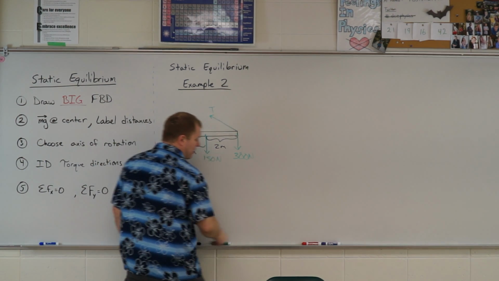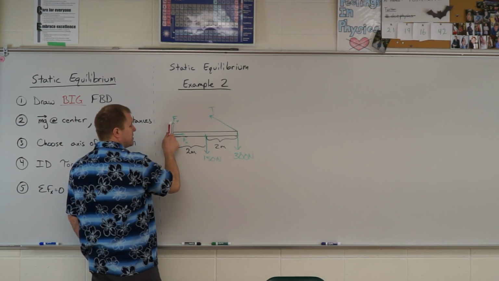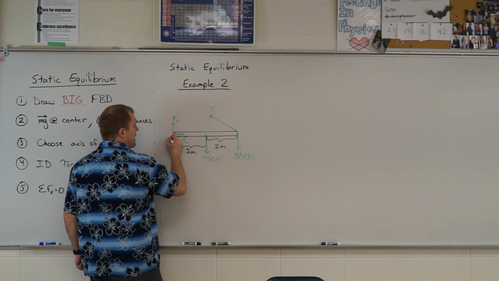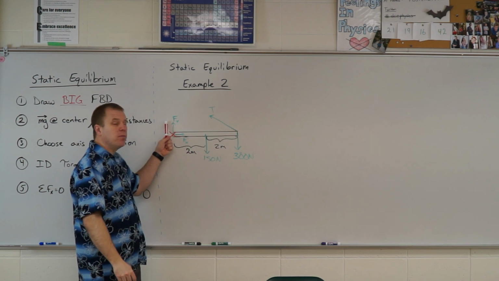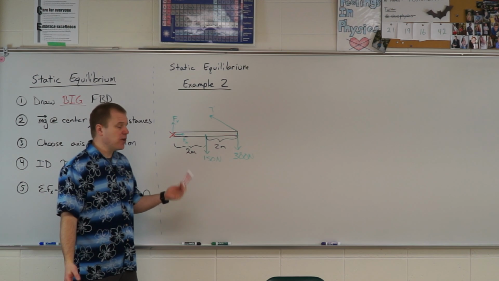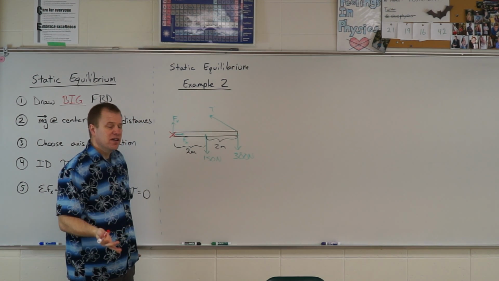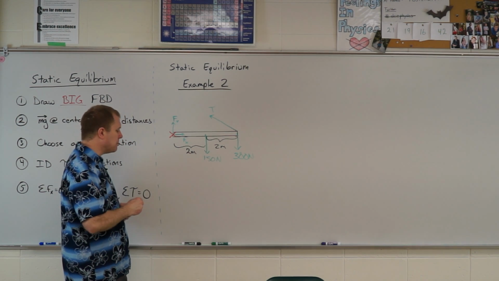So ideally, I want to choose my axis of rotation to eliminate unknowns, and I have 3 unknowns, Fx, Fy, and tension. So I'm going to go ahead and choose my axis of rotation right here, because then Fy will produce no torque. Now Fx wasn't producing any torque in the first place because it's parallel with the beam, so I didn't have to worry about that in my torque equation, but this gets rid of Fy as well.